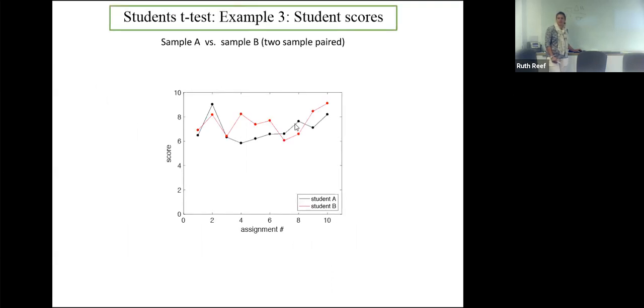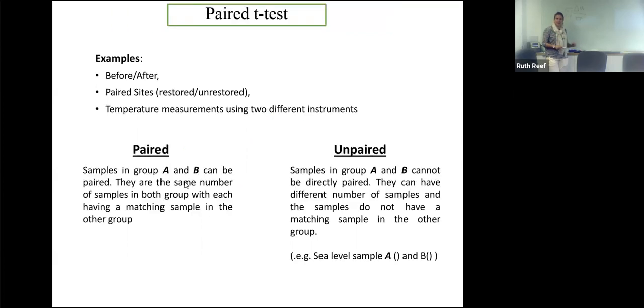We can't have one of them not doing assignment 7, one of them actually doing assignment 11 and the other one not. So we need to make sure our paired design has the same number of samples in both groups, with each having a matching sample in the other group. Unpaired means, sometimes it's easier to understand the unpaired, that group A and B cannot be directly paired.